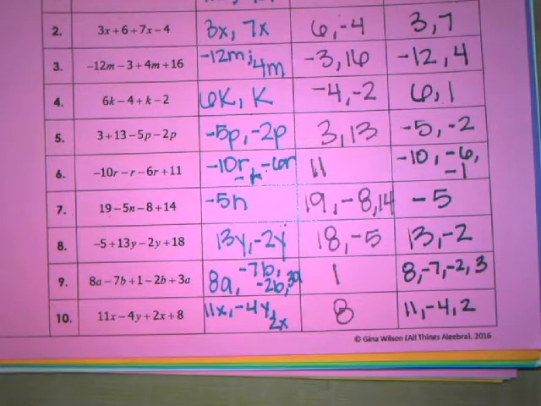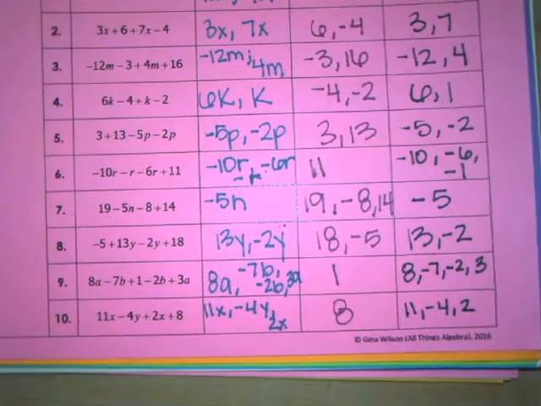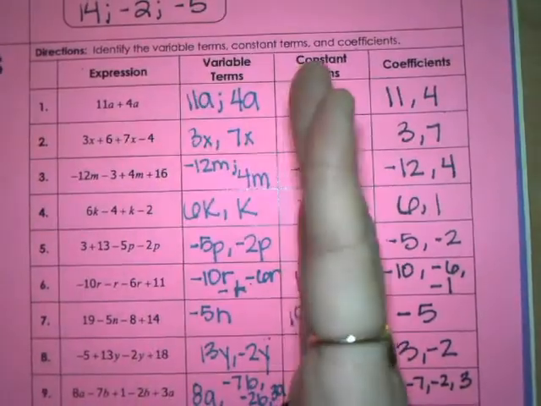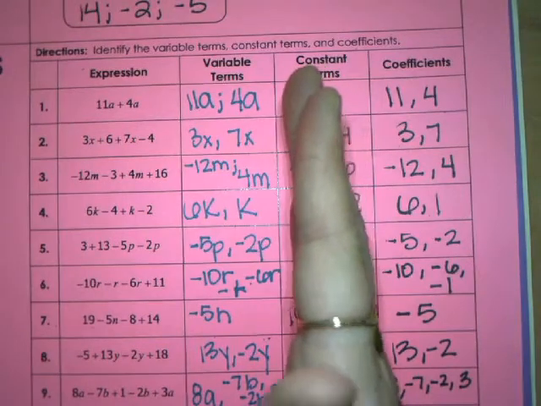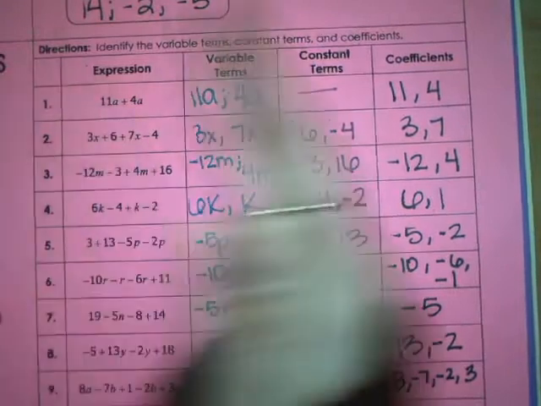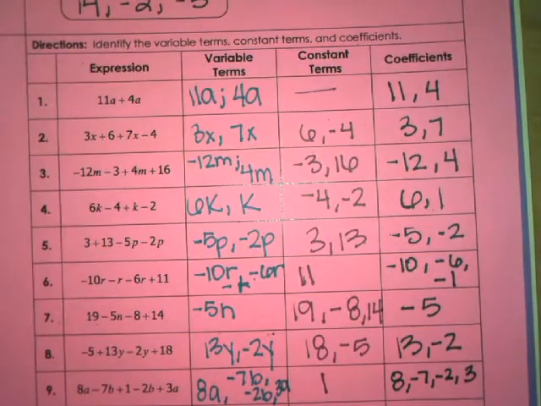Okay. So, think about it this way, guys. When we are combining like terms, we can only combine terms that are alike. We can't combine unlike terms. Are variable terms the same thing as constant terms? No. So, can we combine constants and variable terms together? No. That's why they're separate. You cannot combine a constant and a variable term together.